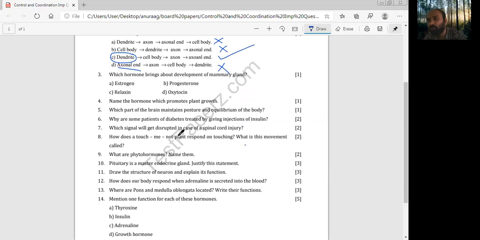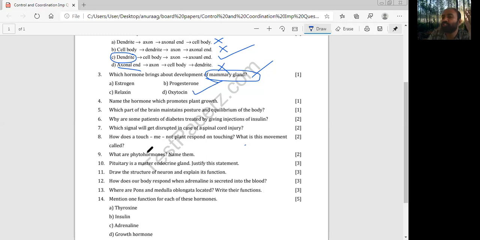Again, read the question, pause the video, and answer yourself. Which hormone brings about development of mammary gland? Now, mammary gland, of course, is the gland which produces milk. It happens in the female. Okay, now we have four options here. The correct answer is nothing but oxytocin.